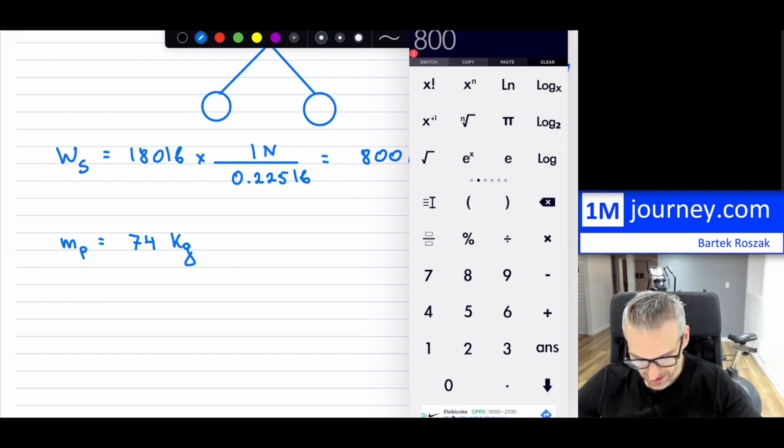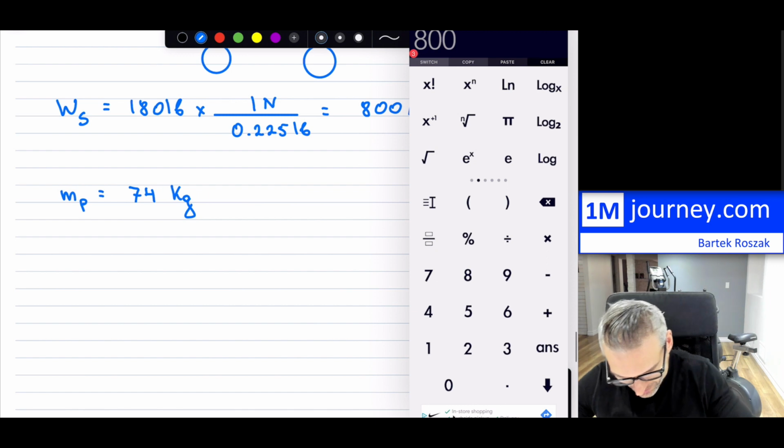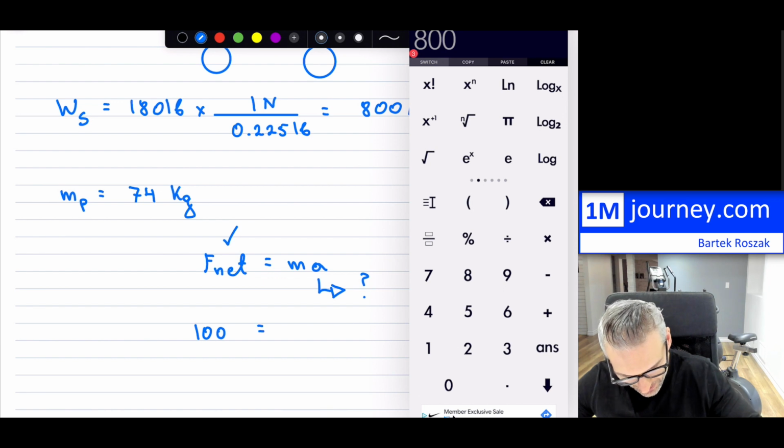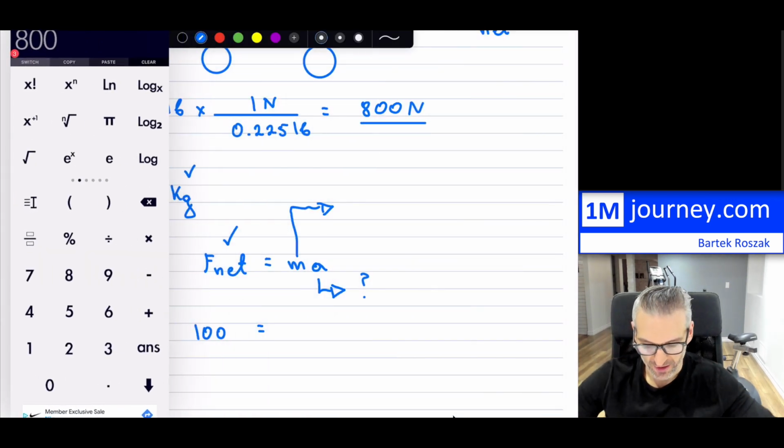And they're asking us for the acceleration. The only way to find that is by using Newton's second law, F net equals mass times acceleration. And we want to solve for the acceleration. We don't know what that is. We certainly know what F net is. This is 100 newtons. The mass itself, well, we know what the patient's mass is. Now, I found the stretcher in terms of newtons, in terms of weight.